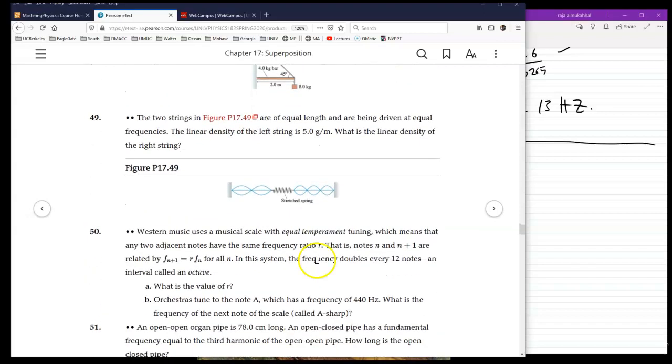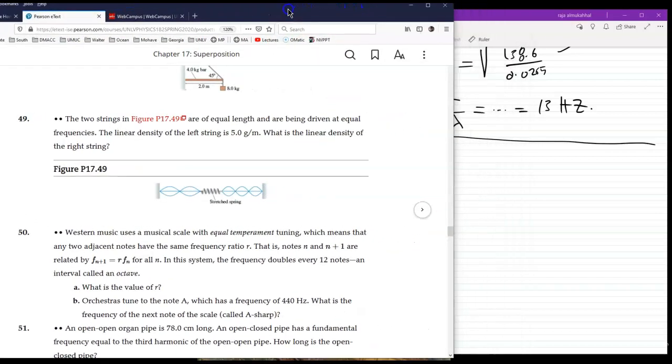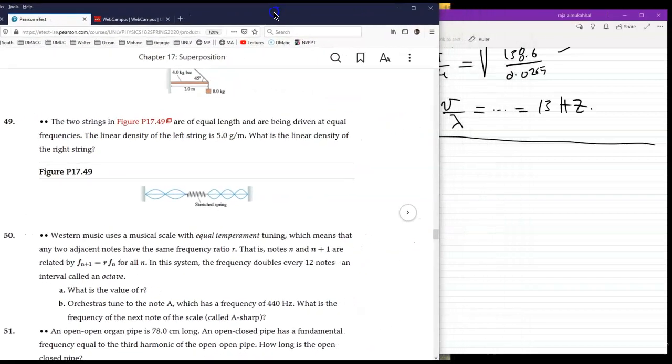Notice something here. This one will give you n equals 2. Look at that. This one is n equals 3. So definitely the two strings are different. One is thinner than the other, if you will. So with this information given to us in this problem, what is the linear density of the right string? It does require some thinking. You need to sit back and think about it.